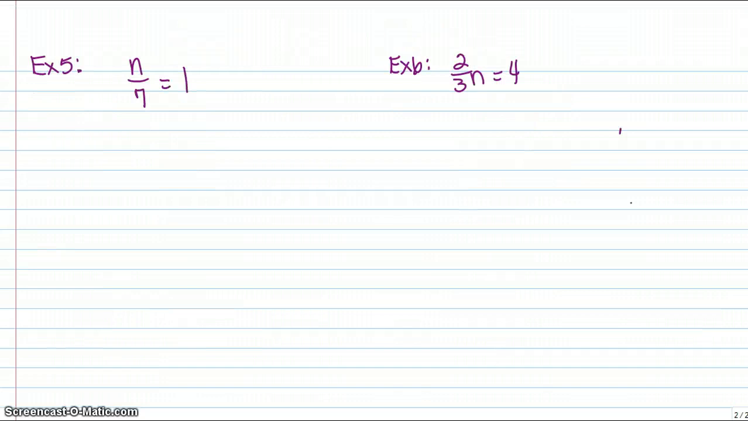Last two examples. This one here says n divided by 7 equals 1. The opposite of division, of course, is multiplication. So I would multiply this side by 7, multiply the other side by 7.